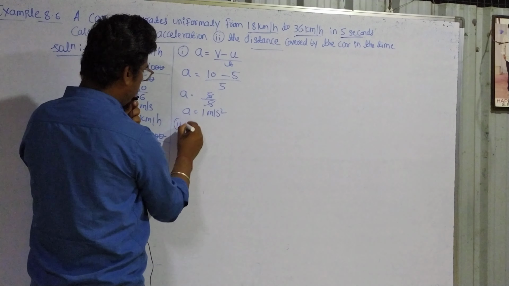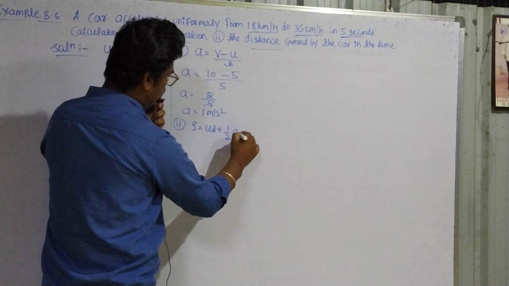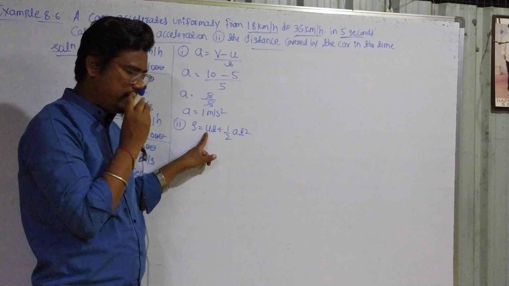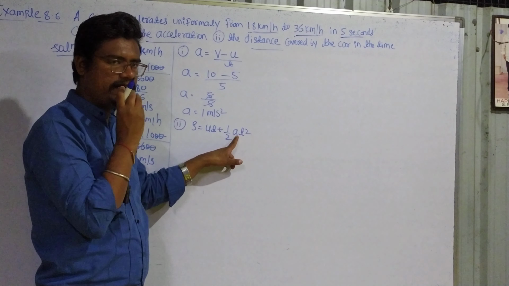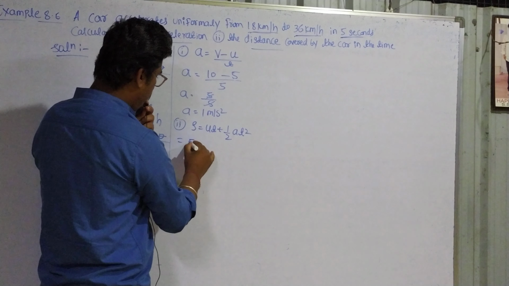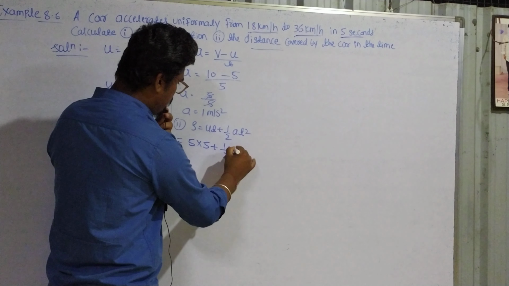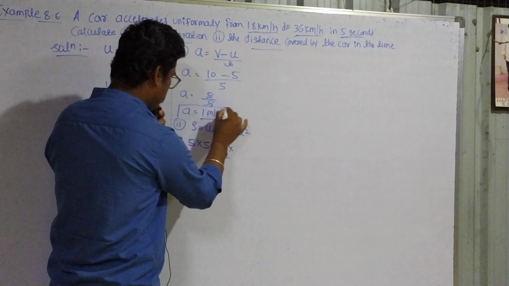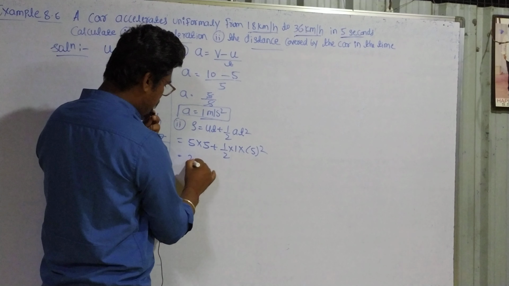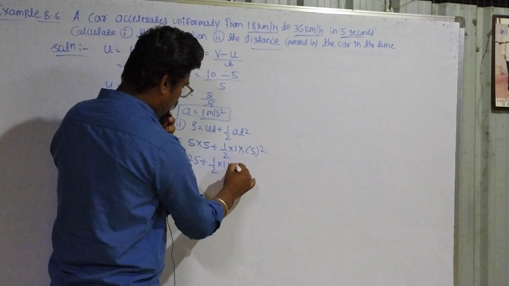The distance formula is S equals ut plus half at square. Here S is the distance, u is the initial velocity, t is the time, and a is the acceleration. Substitute the values. The initial velocity is 5, the time is 5 seconds, plus 1 by 2, a is 1, and t is 5 square.